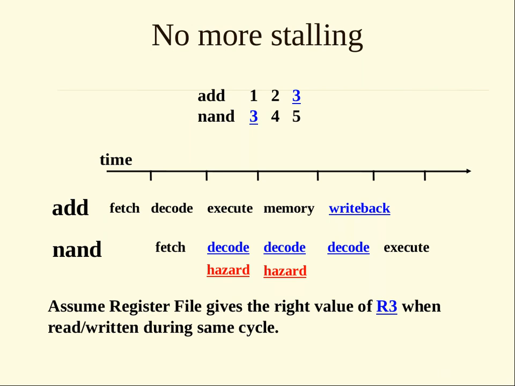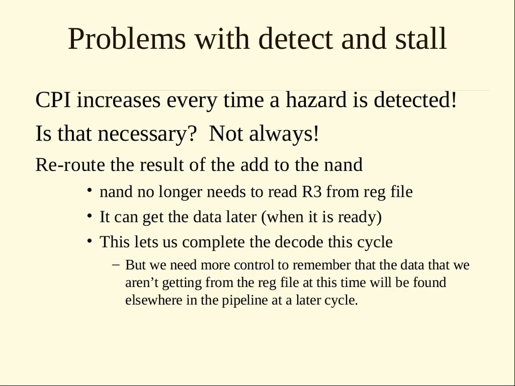Good. So what does this look like? Well, hold on. Actually, what does it look like right now? Well, you have fetch, decode, execute, memory, write back, fetch, decode, decode, decode, execute. What's the issue here? What's the issue performance-wise? Your performance goes down. So CPI increases every time a hazard is detected. Is that necessary? Not always. I said not always. Tricky.